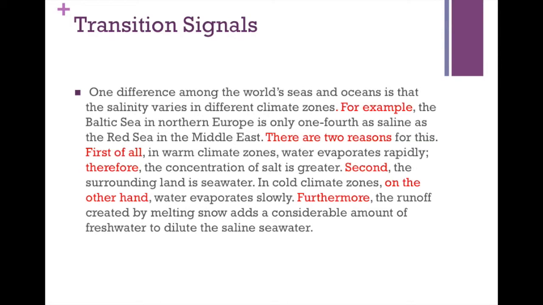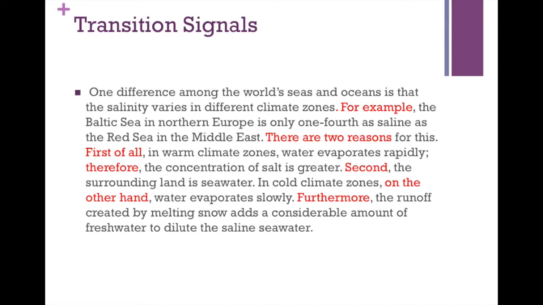Middle East. The phrase "there are two reasons" is another transitional device for telling readers that the writer explains two reasons. And then the writer uses another transition phrase, first of all, in order to explain the first reason. In the first reason, the author also uses therefore in order to emphasize the causal relation between in warm climate zones, water evaporates rapidly, and the sentence the concentration of salt is greater.